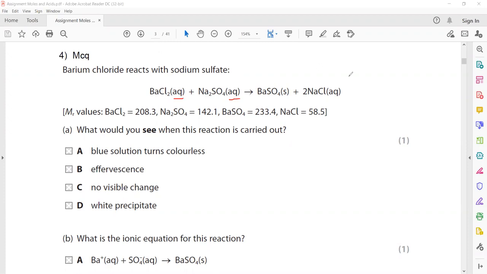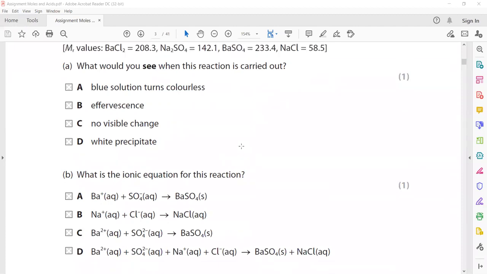A blue solution forms. Blue solution does not form because there is no transition element. Effervescence, no effervescence because there is no gas given off. No visible change. There is a visible change. Why? Because when we mix two solutions, a solid is formed, and that is a white PPT. That's why D is the right answer.